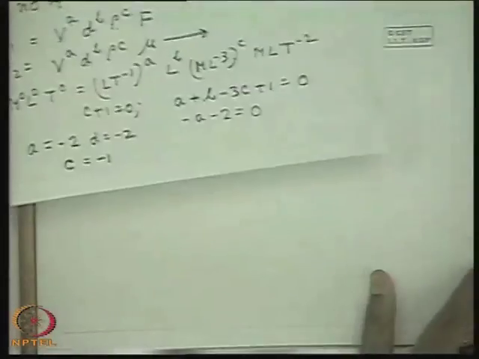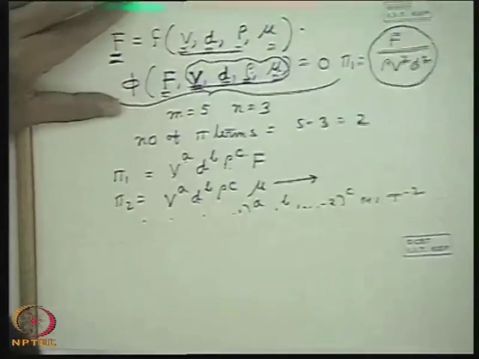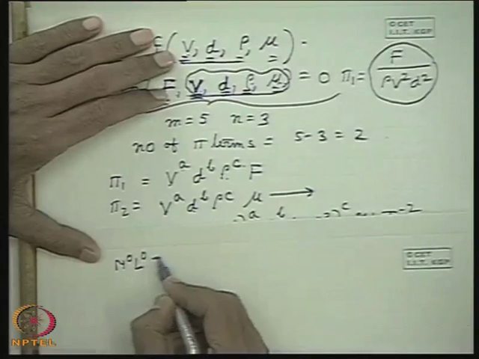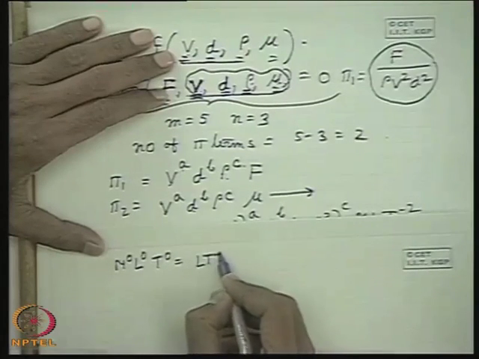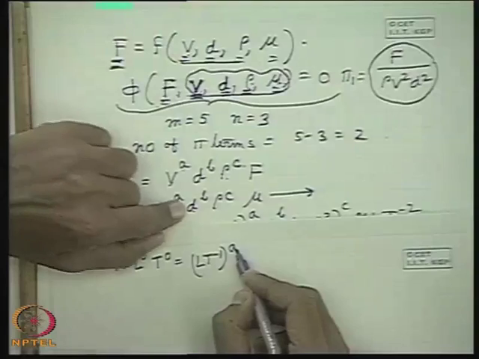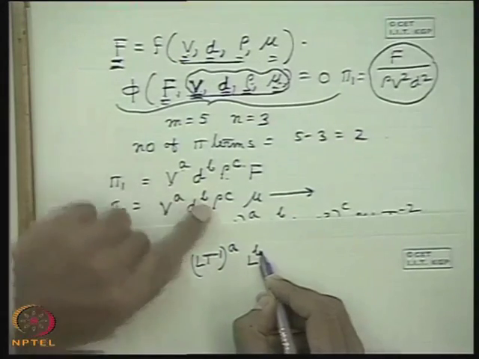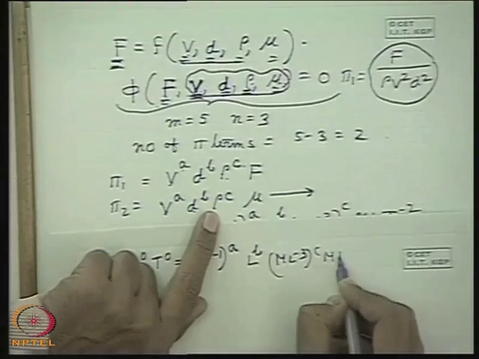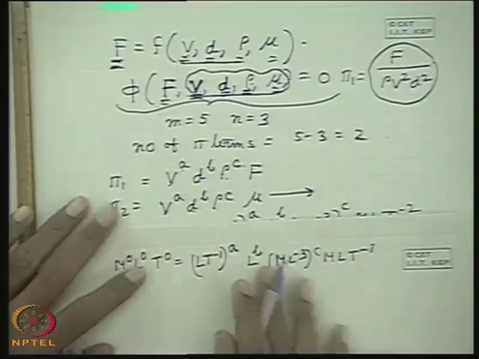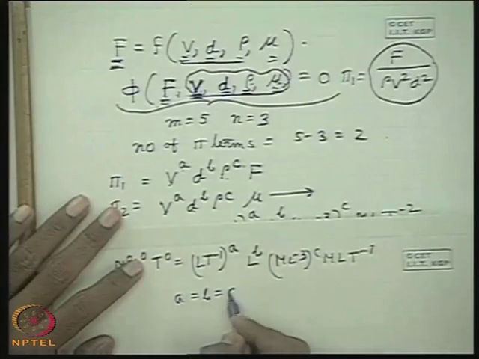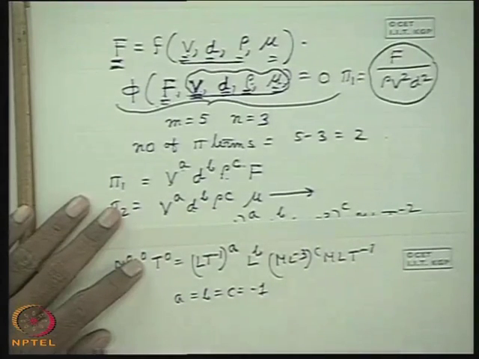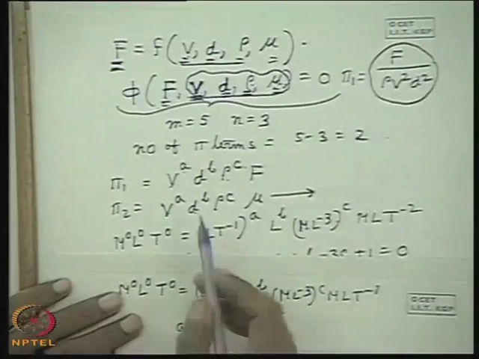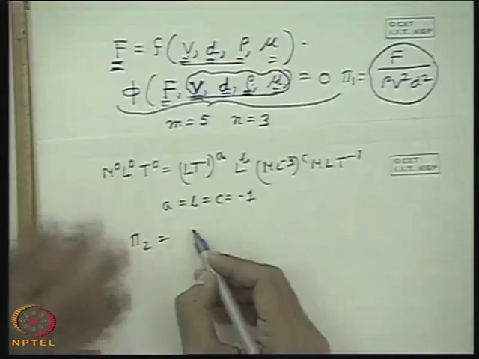Okay, let us write, why unnecessarily. So for pi 2, if you write it, m to the power 0, L to the power 0 is equal to L T to the power minus 1 whole to the power A. D is L to the power B. So rho is m L to the power minus 3 whole to the power C, times m L T to the power minus 1. If you equate it, you will get A is equal to B is equal to C is equal to minus 1. And therefore you get pi 2 is equal to mu by rho V D.